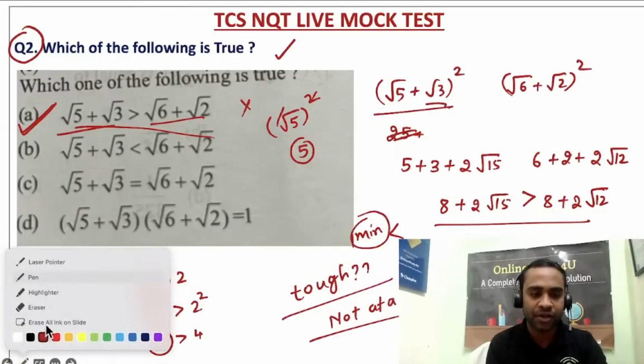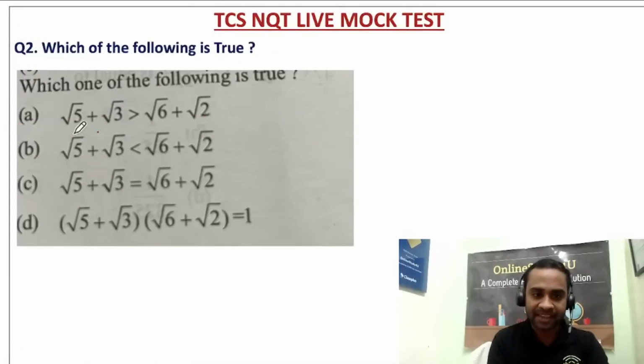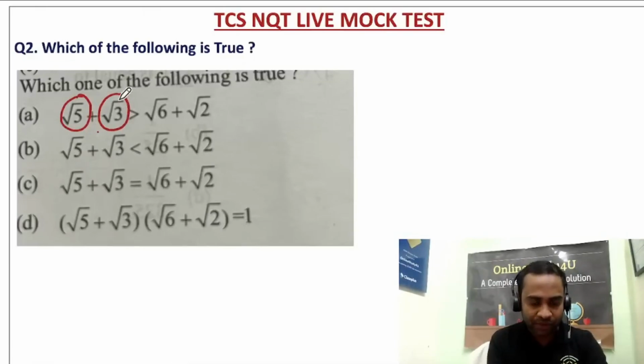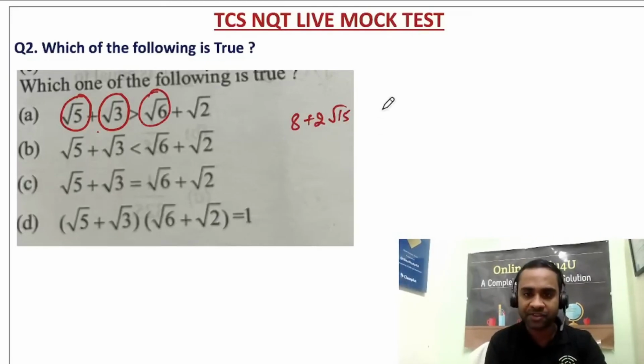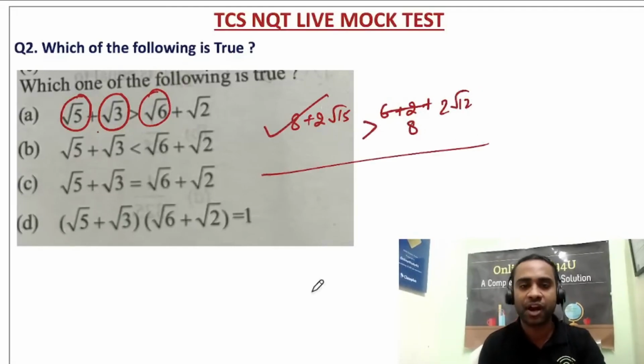Now let us see how it will take less than 1 minute. See, as I said, you have to make a square of this. So this is 5 squared, square root of 3 squared. So 5 plus 3, 8 plus 2 root 15. And here square root of 6 squared, 6. Square root of 2 squared, 2. And plus 2 root 12. So 8 plus 2 root 12. Definitely this is greater. That's all. You have to tick and come back from the examination, right?